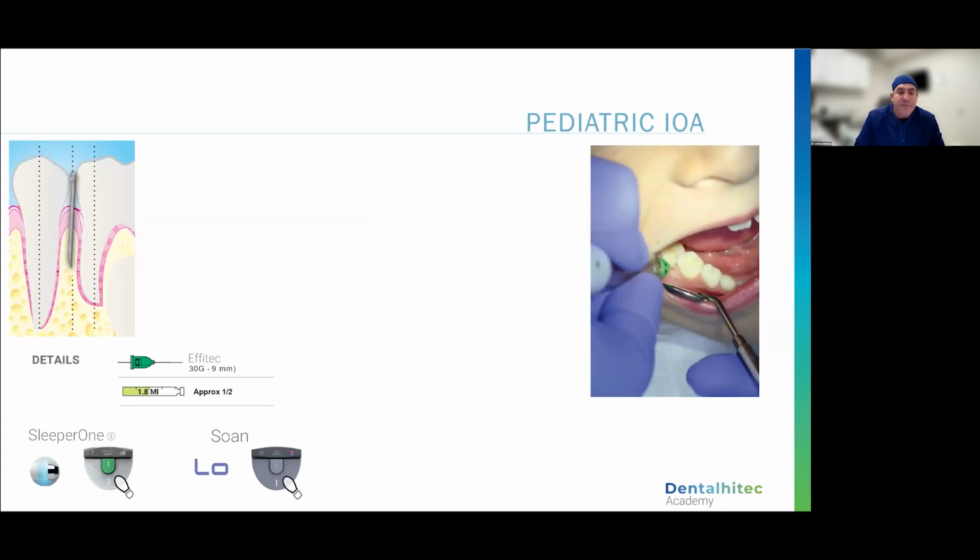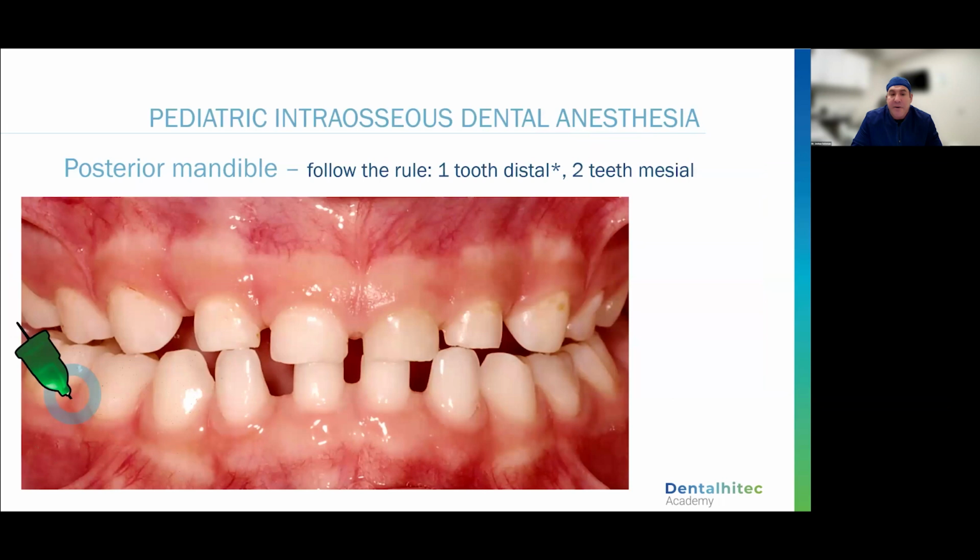Volume-wise, and you may want to write this down if you're new, for that pediatric patient, if you're going to numb that lower right quadrant, you're going to use anywhere from 1/4 to 1/2 of a carpule. If I'm just doing occlusal composites or small interproximals, for a younger patient, I may only give a quarter of a carpule. If I'm doing pulpotomies, I may go up to a half a carpule. Very rarely do I ever need to give more than that, right? And just remember, for your teenagers, the older patients, you may only get one tooth mesial, one tooth distal because of that 9 millimeter needle, right?